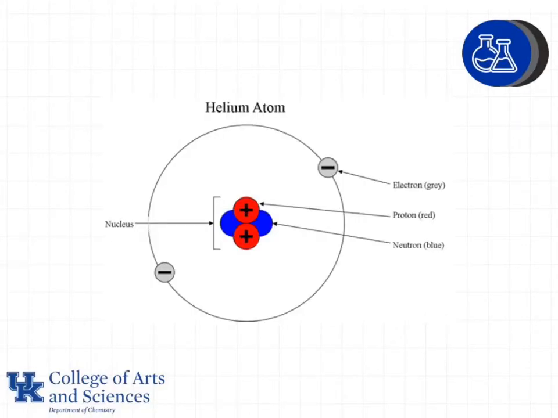Let's look at an example of a helium atom to see where those subatomic particles are located. In the nucleus, we have the protons and neutrons. Therefore, the nucleus contains almost all of the mass of an atom. Outside the nucleus are the electrons.